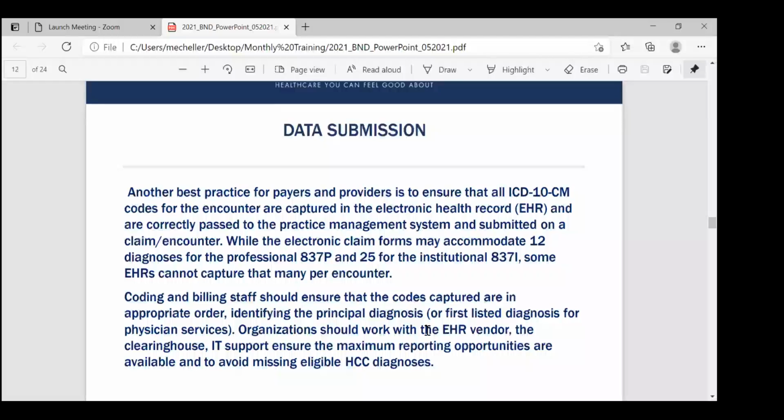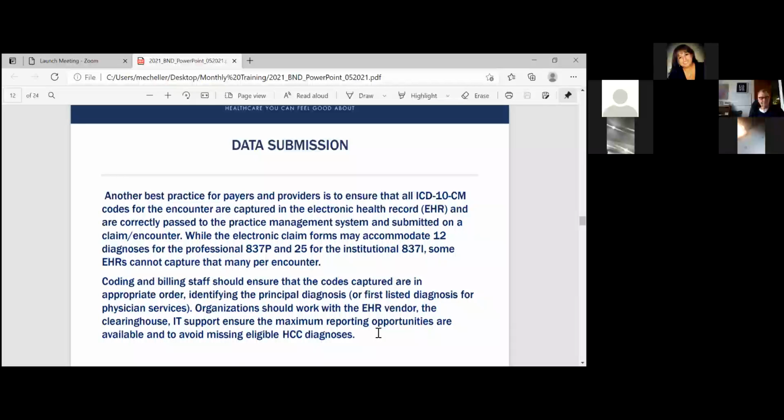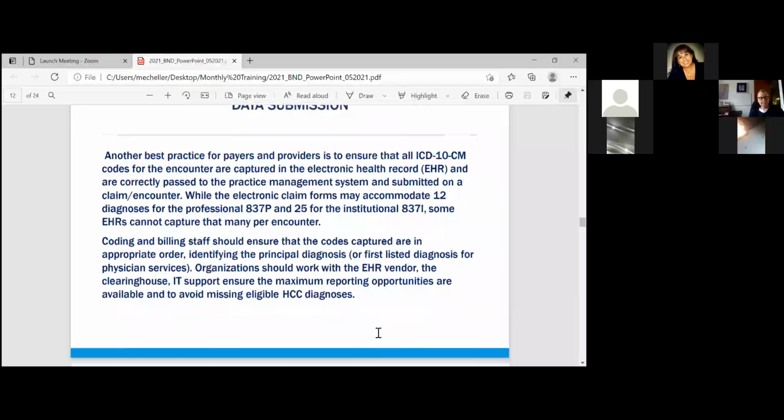So taking a look at your practice management system and ensuring that we're receiving all 12 diagnoses or more when you're submitting encounters would definitely help to increase risk. And a lot of you may need to work with your electronic health record vendor to see if there are capabilities in order to expand your diagnosis code list.